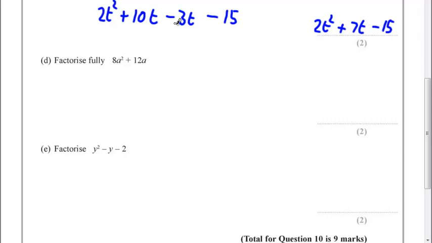Factorise. So we've done the expanding brackets, we're going to factorise. What are the factors of this lot here? Well, we've got a common factor of 4 in that 8 and a 4 in that 12, and we've got an A there and an A there, so we can take out 4A, and that's going to be 2A plus 3. That's it.